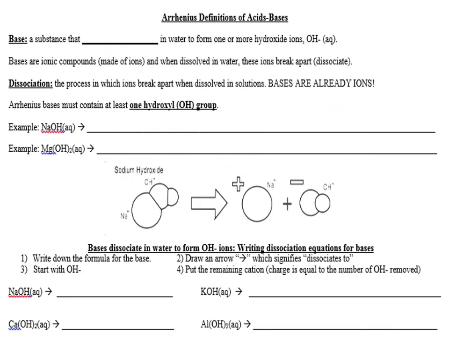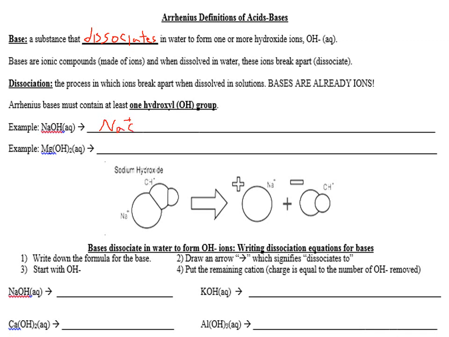So for Arrhenius, a base is a substance that dissociates in water. And we say dissociate instead of ionizes because the base is already an ionic compound. So the ions are already there, they just separate or dissociate. It's not a decomposition, it's just they move farther away from each other as they're being dissolved in the water. And that increases the concentration of hydroxide ions because the base contains hydroxide.